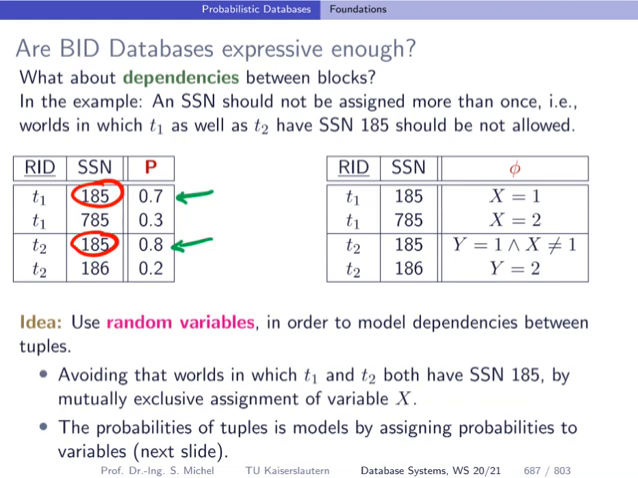So how this can be modeled is the following way. We assume we have some variables here. If X is 1, then this would be 185. And here for this 185, we demand that X is not 1. So it's like a mutually exclusive way now. This 185 cannot be there in the possible world twice, right?